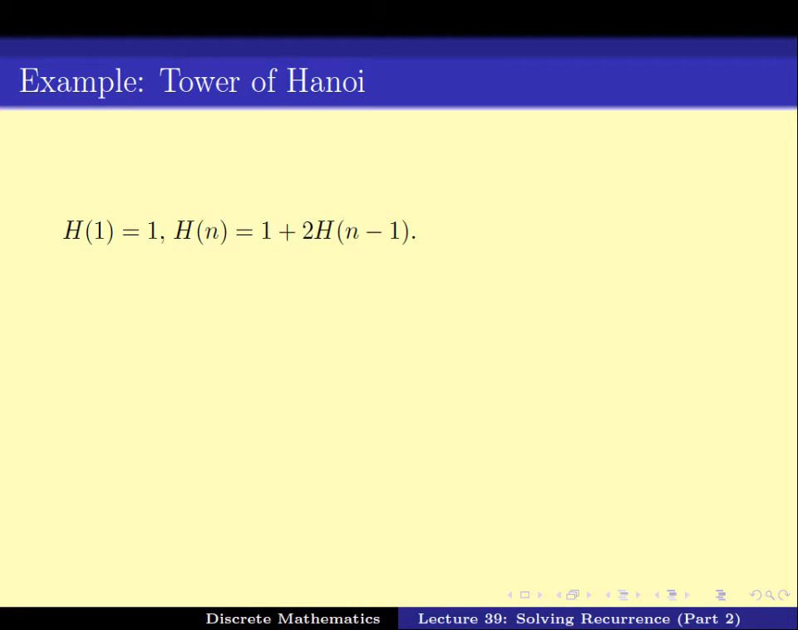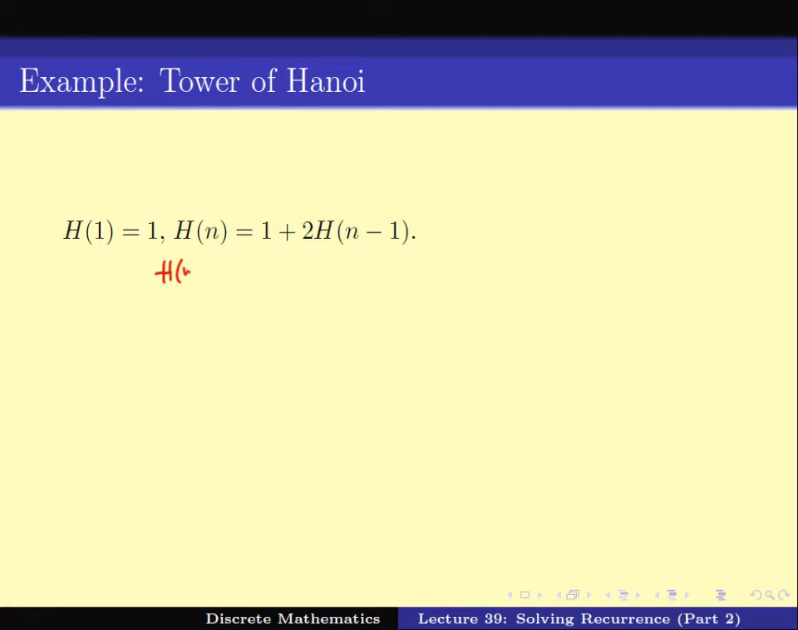Let's look at one more example. This is the Tower of Hanoi problem, where h1 equals 1 and hn equals 1 plus 2 times hn minus 1. Now this is actually quite interesting. So this one is 1 plus 2 times, now here 1 plus 2 times h of n minus 2, which is 1 plus 2 plus 2 times h of n minus 2.